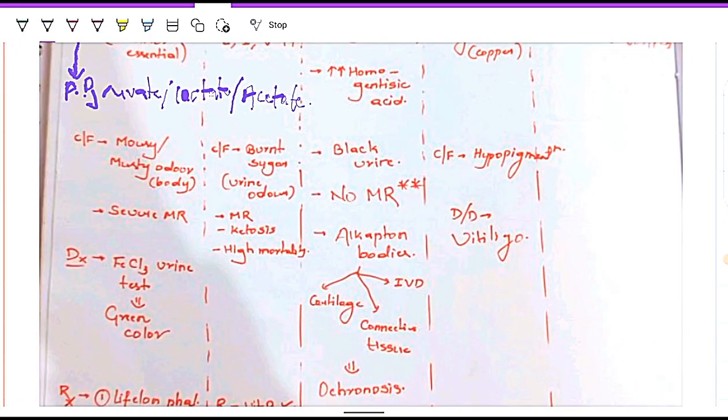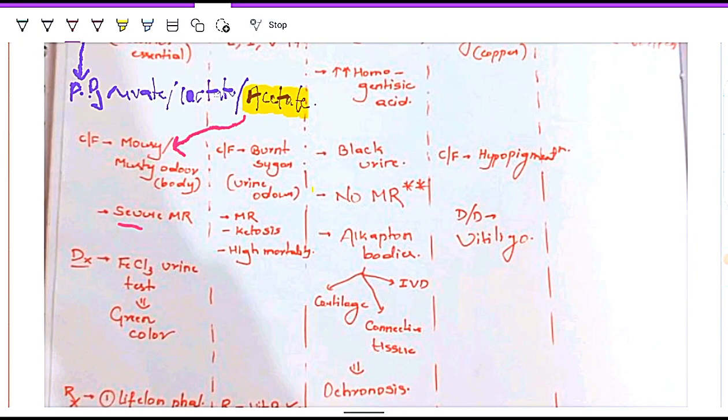Due to the presence of phenyl acetate, there will be a mousy or musty odor in body odor. And there will be severe mental retardation. This also has a reason, because the brain needs neutral amino acids during its development. This phenylalanine, which is in excess because of deficiency of the enzyme, will compete with the neutral amino acids and enter the brain. So there will be mental retardation because neutral amino acids will not be supplied to the brain.